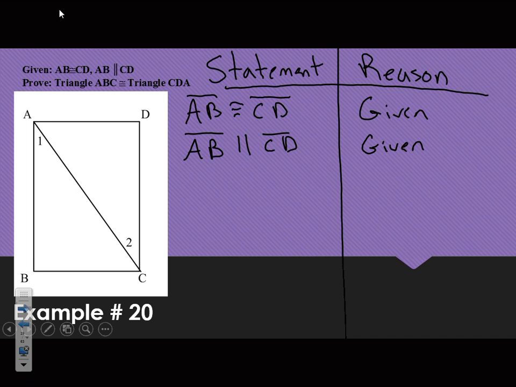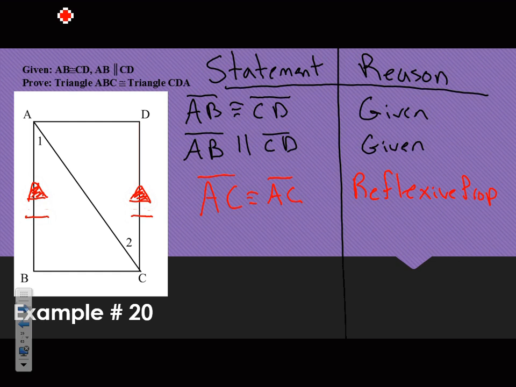So it goes into my picture. AB is congruent to CD, and AB is parallel, little arrows here. We only have one piece of information. The first one I see when I look at this is AC is congruent to AC. My reasoning is reflexive property. Make sure I put that in there. So now I have two pieces of information.